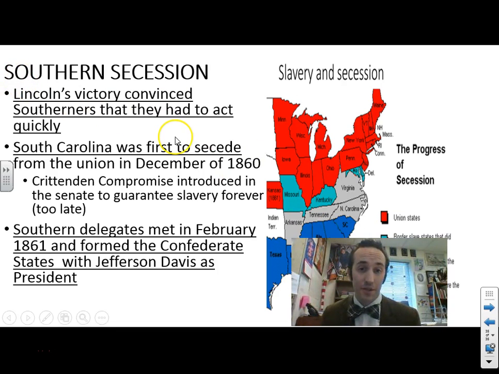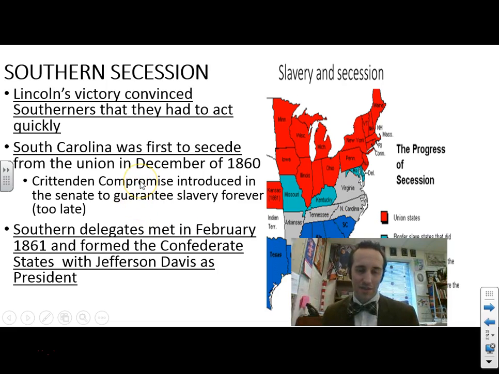Lincoln's victory scares the South. An anti-slavery president. We haven't had a true anti-slavery president up to that point. We'd had Northern presidents, but they were never actively against the expansion of slavery. They didn't fight it that hard. And so the South decides, Lincoln's going to end slavery. We need to leave. We're going to go form our own country. And the South Carolinians are the first to secede in December of 1860, before Lincoln's even president.